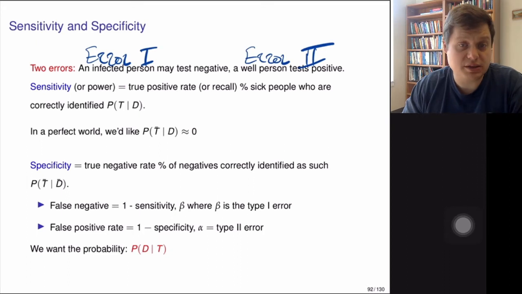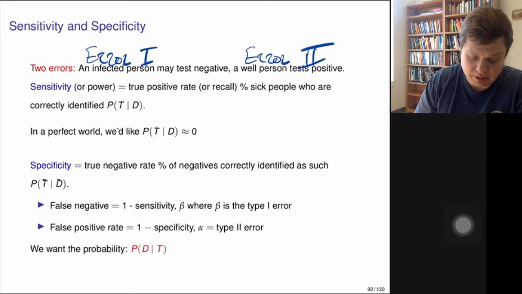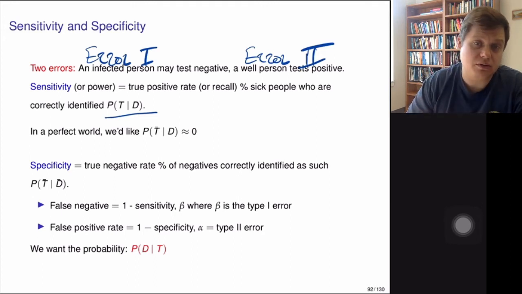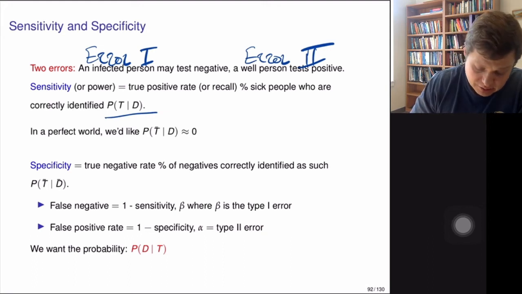Sensitivity is just the true positive rate, or in other words, the percent of the sick people who were correctly identified as such. And if you write it as a conditional probability, it's the probability that the person gets a positive test, given that the person is actually sick. And specificity is the true negative rate, or percent of the negatives correctly identified as such. And again, if you write this as a conditional probability, it's the probability that the person was tested negative, given that the person is healthy.